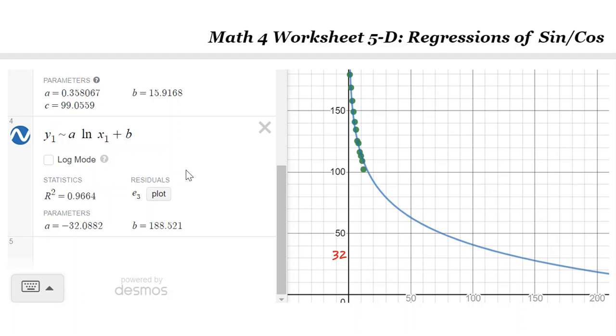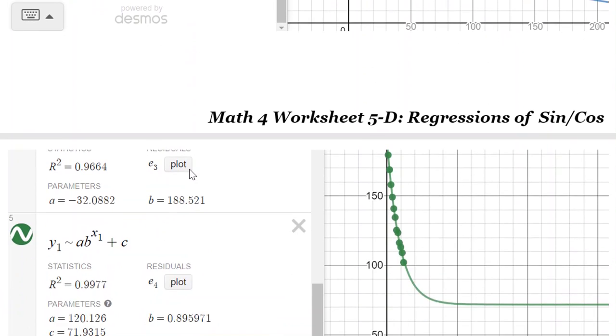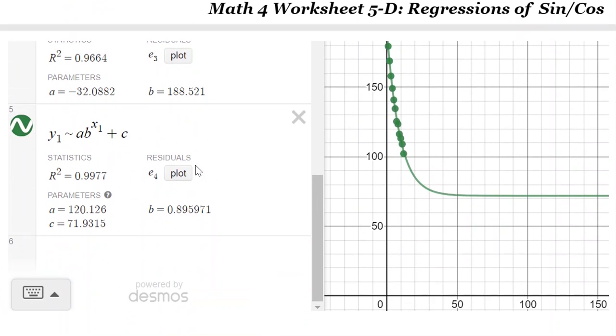So I said, all right, well, we did sometimes do exponential. Let's try exponential. Look at that R-squared value. Instead of .9968, this is .9977. This is actually a better fit than any of the others. Not to mention the fact that, look at C. C represents the vertical shift, right? 71.9, you might as well call that 72. It's like there's this asymptote sitting at 72, and the line is not allowed to cross it.